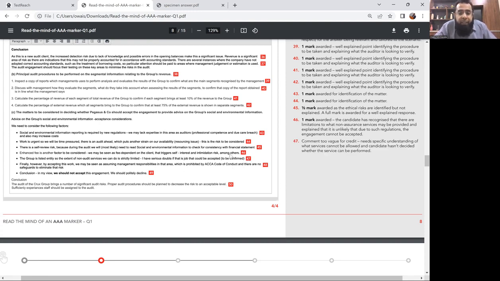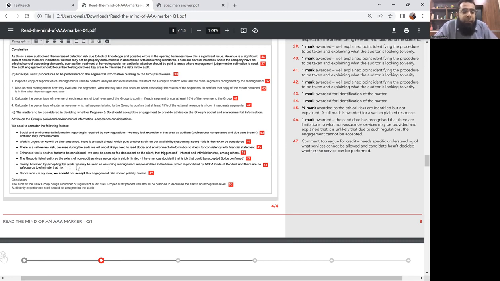Now, basically, the examiners, I think, they switched comments 46 and 47. This 46 is for 47, in which he has stated that he has identified what non-assurance services can be provided and which are limited. Comment 2, weak for credit, needs a specific understanding of what the candidate cannot be allowed, and the candidate has not decided whether the service can be performed.